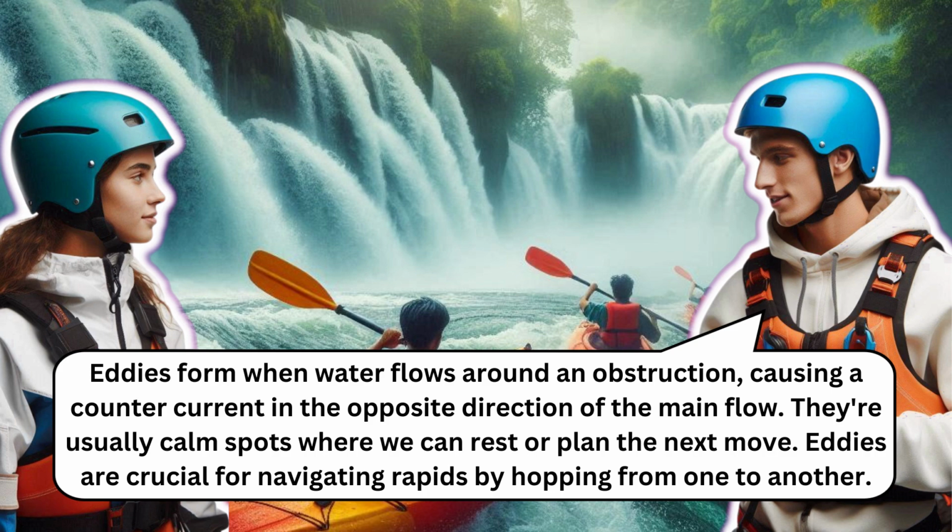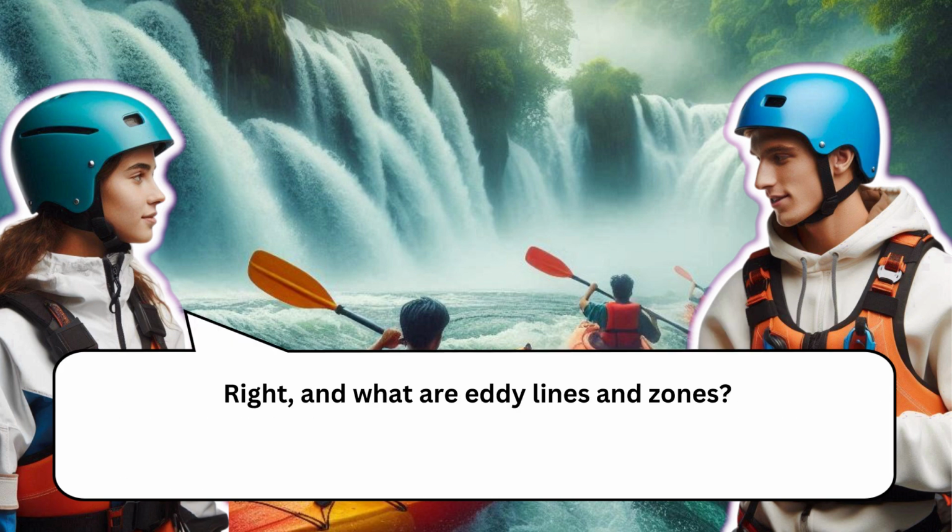Eddies form when water flows around an obstruction, causing a countercurrent in the opposite direction of the main flow. They're usually calm spots where we can rest or plan the next move. Eddies are crucial for navigating rapids by hopping from one to another. Right, and what are eddy lines and zones?